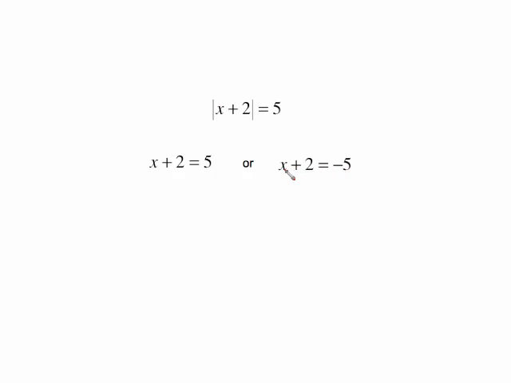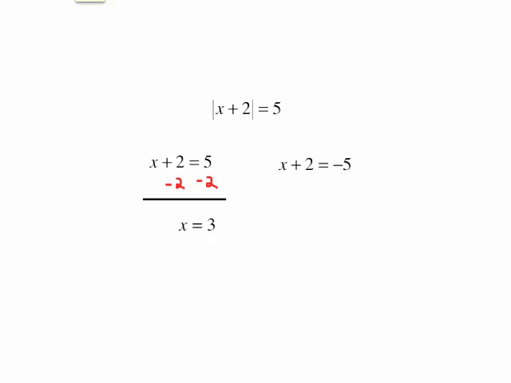So all you have to do to make these 2 cases is take what's inside the bars, write it down as is, set it equal to the positive value, do the same thing, take what's inside the bars, write it down, set it equal to negative 5. And all you have are 2 simple little equations to solve. This says x plus 2 equals 5. Undo that adding 2 by subtracting 2 from both sides, and we get x equals 3.